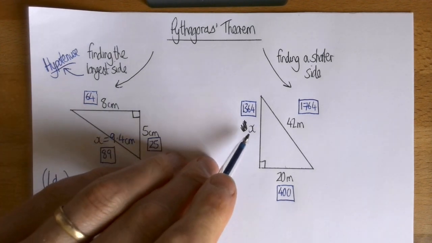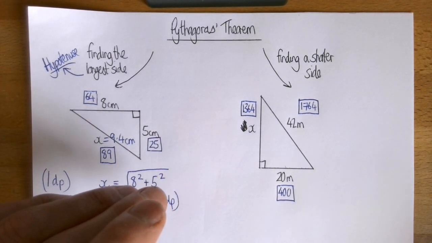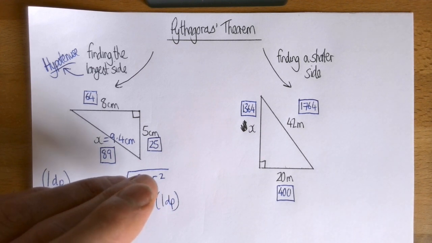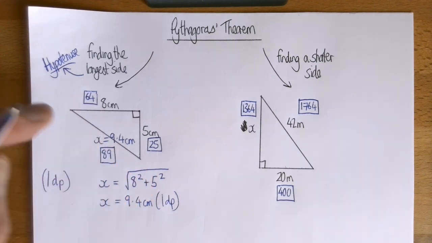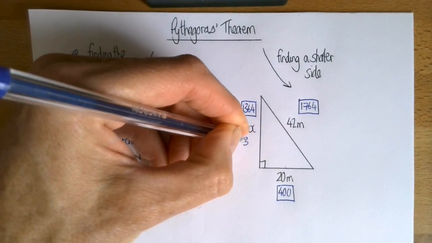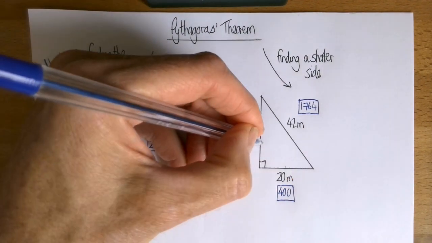And so the length of x is the square root of that number. So I'm using the square root again, 1364, and I'm going to go over one decimal place again. And in this problem we were dealing with meters.